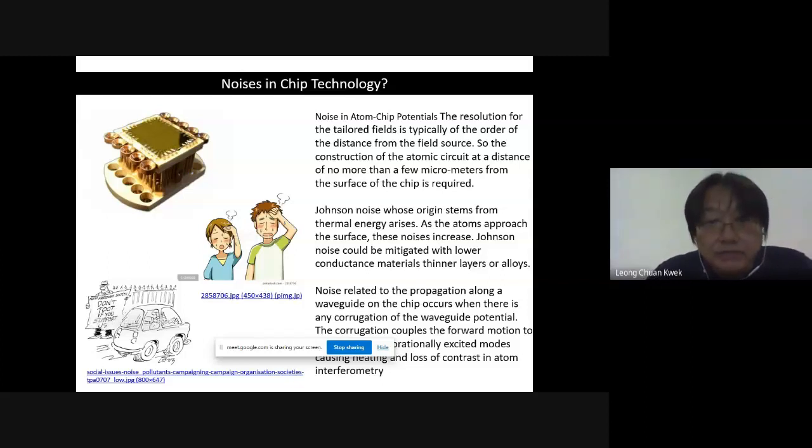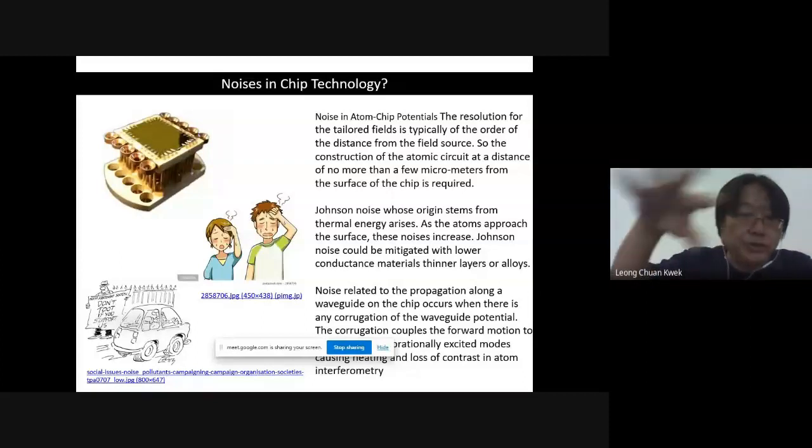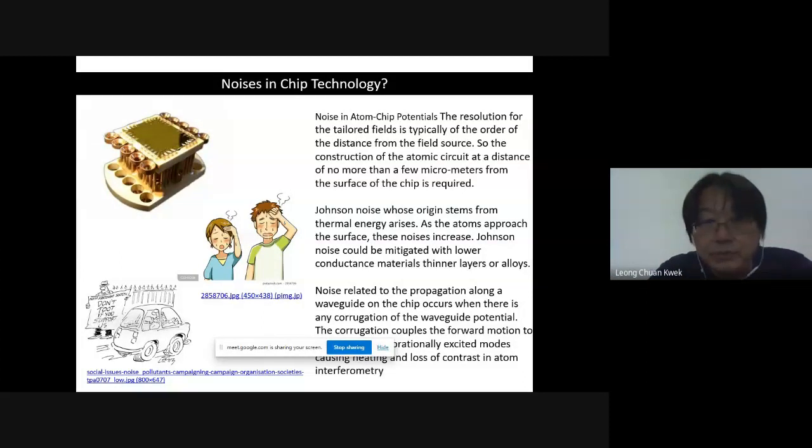Noise, of course, is one big problem in chip technology. So you have this device that is playing around on the two-dimensional chips, but the typical resolution of the field is of the order of the distance from the field source. And so the construction of the atomic circuit at a distance no more than a few micrometers from the surface is typically required.